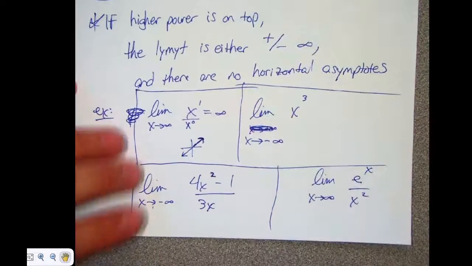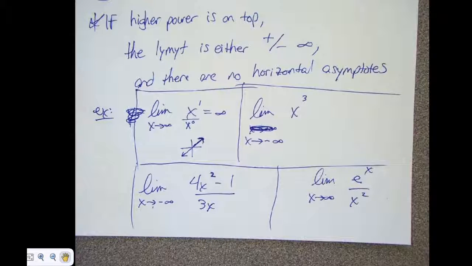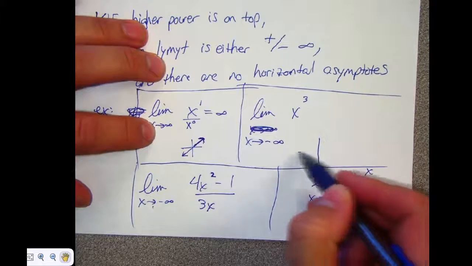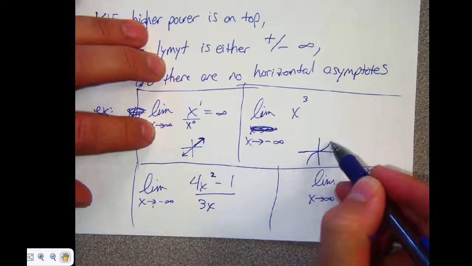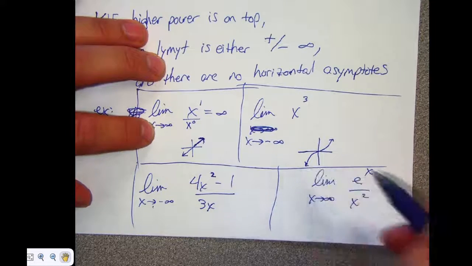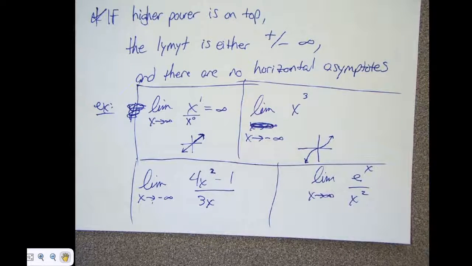So like it really could be written like that, x to the first over x to the 0, and then. Alright, second one is x cubed, and again, if you think about the graph goes like that, there's no horizontal asymptotes, there's no spot where it levels off. This way it goes up forever that way, and this way it goes down forever that way.